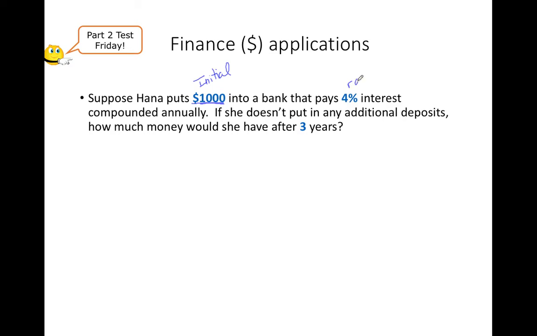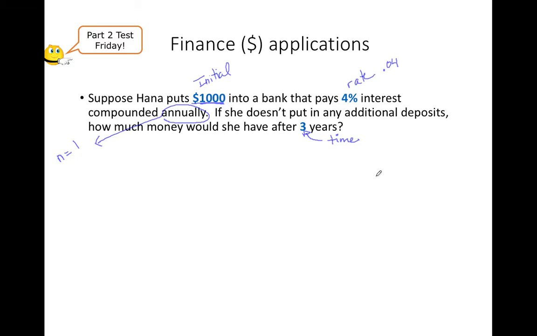4% interest is her rate, and you need to turn that into a decimal. Compounded annually means the number of times she gets interest is 1. If she doesn't put in any additional deposits, how much money will she have after 3 years?